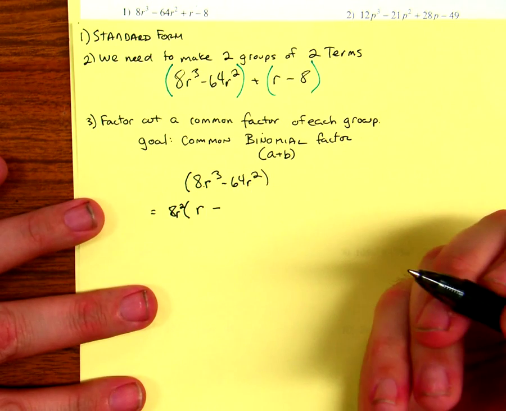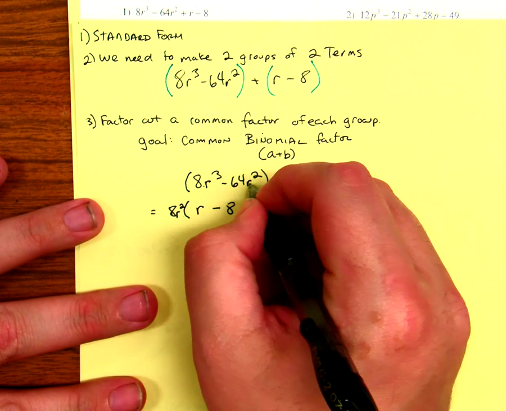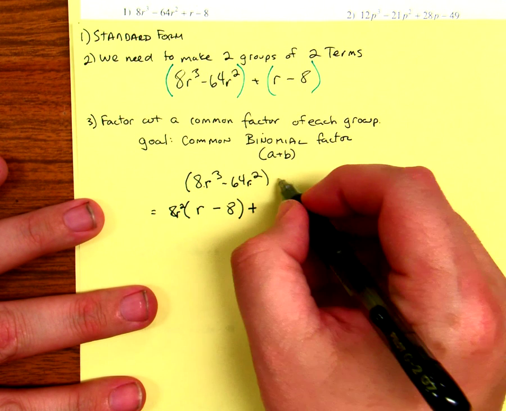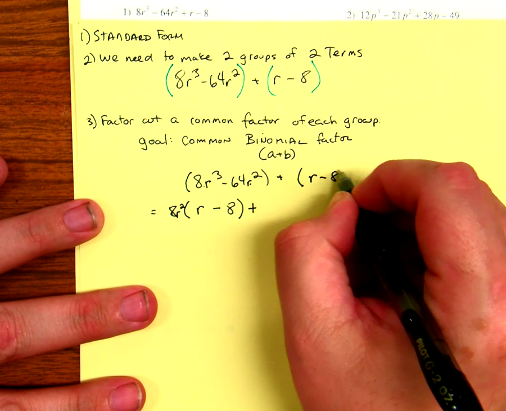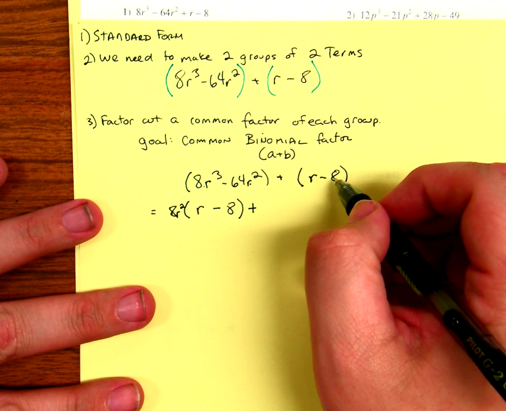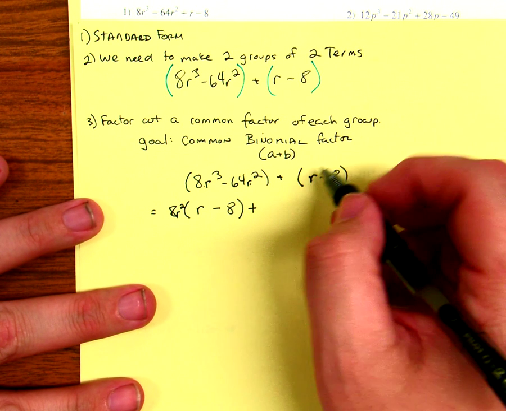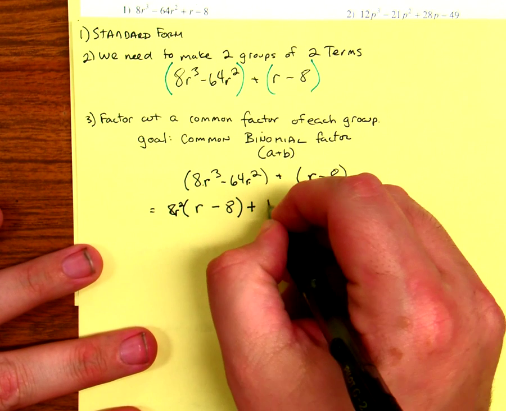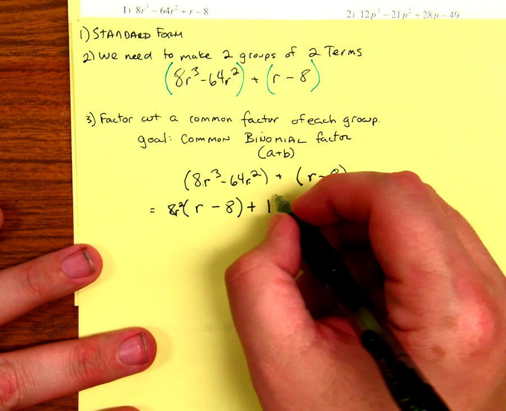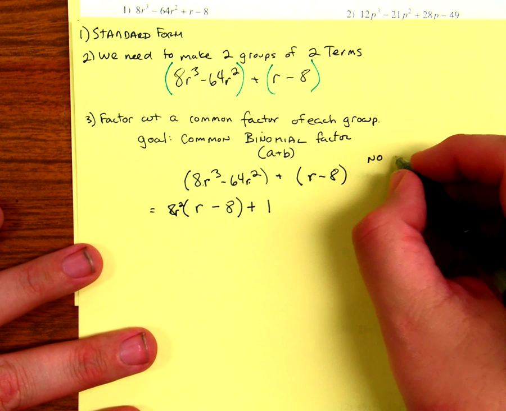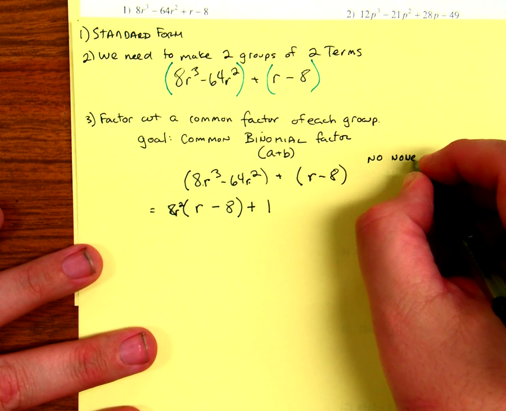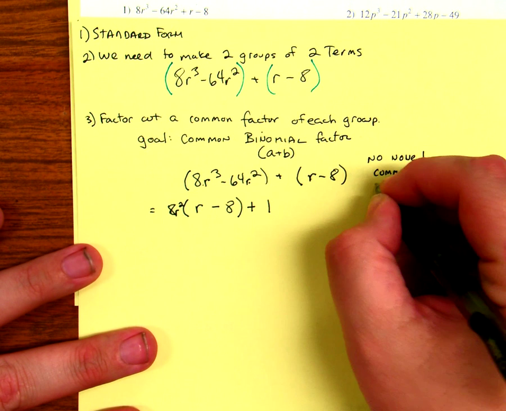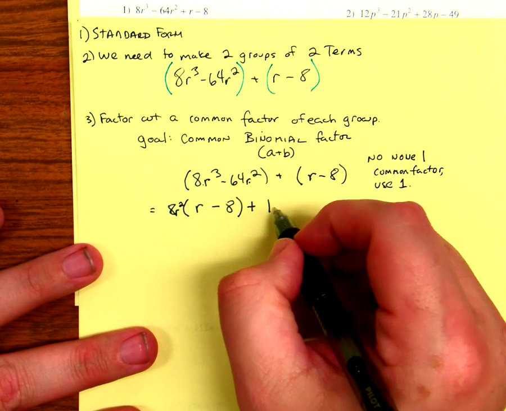What's 64 divided by 8? 8. R squared divided by r squared is nothing. And that's going to be plus, over here I have r minus 8. Now, is there a common factor? No. There's a 1 and an 8. There's nothing there, the common factor. When there's no number or variable that's a common factor, bring out a 1. Since there's no non-1 common factor, use the number 1. So I have 1 times r minus 8.